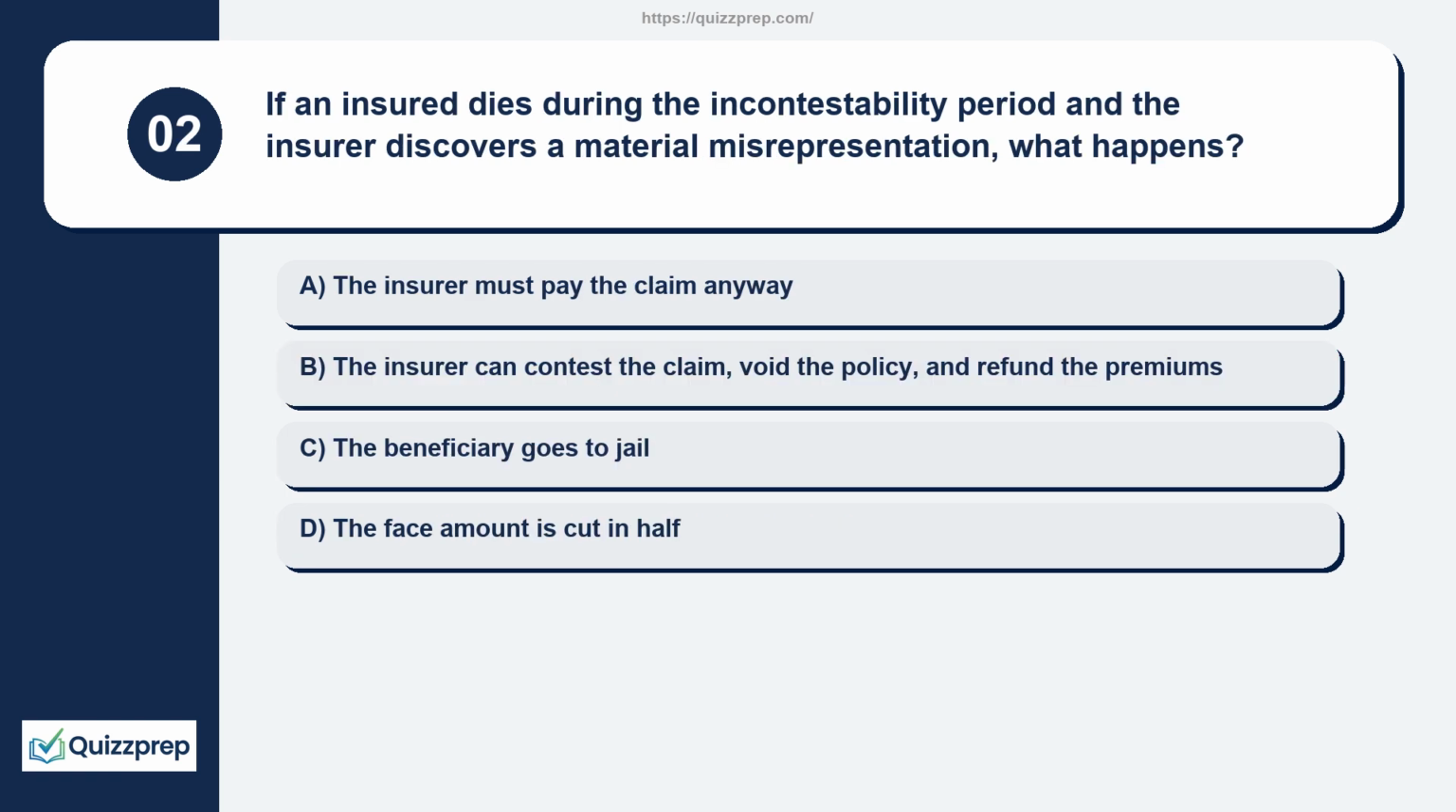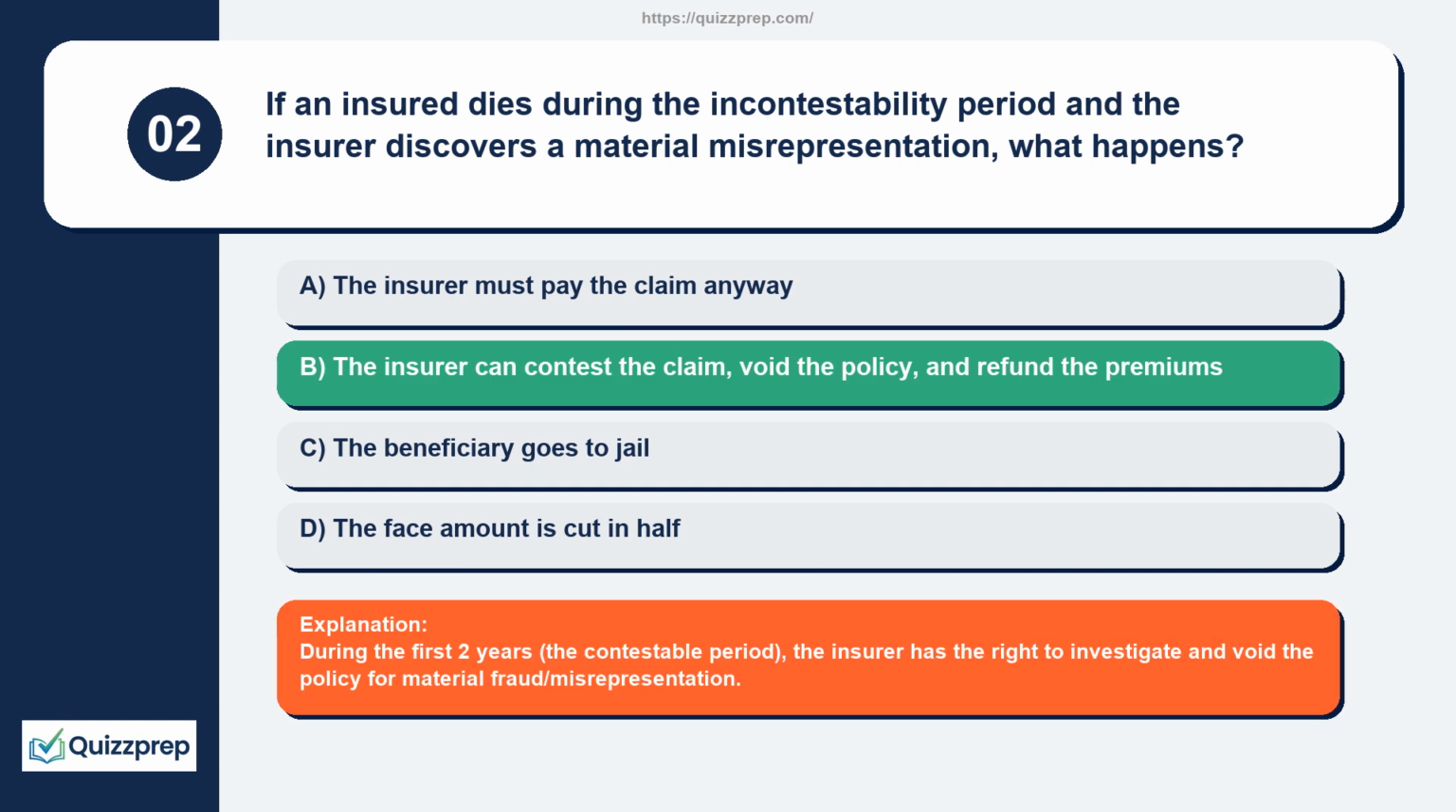Question 2. If an insured dies during the incontestability period and the insurer discovers a material misrepresentation, what happens? The insurer must pay the claim anyway. The insurer can contest the claim, void the policy, and refund the premiums. The beneficiary goes to jail. The face amount is cut in half.